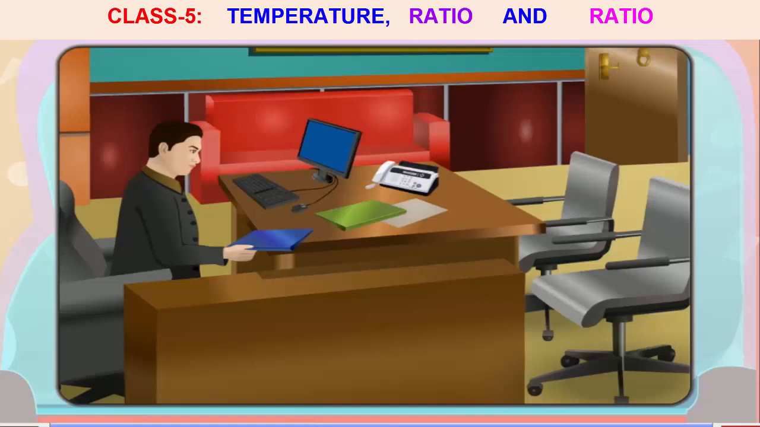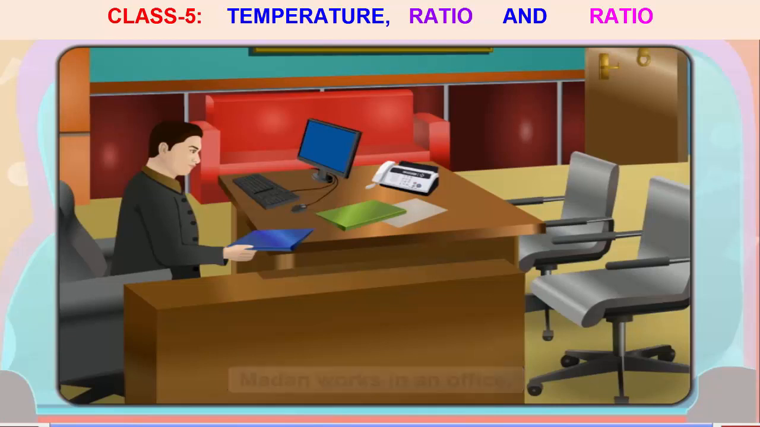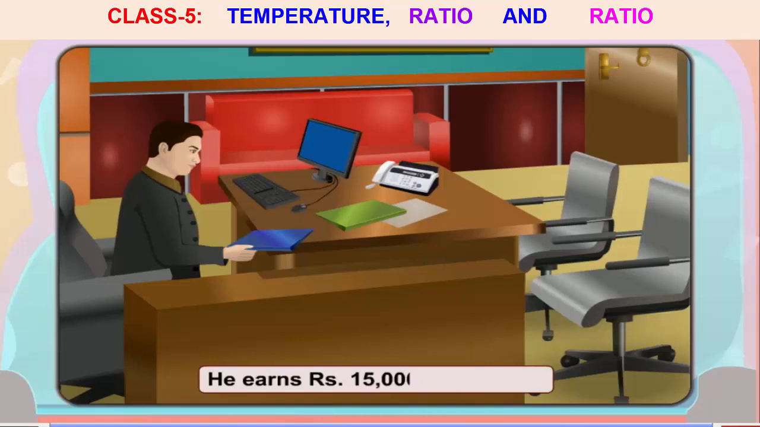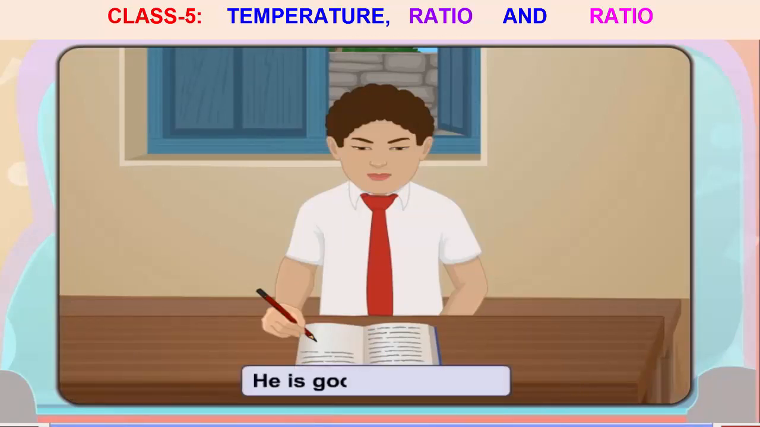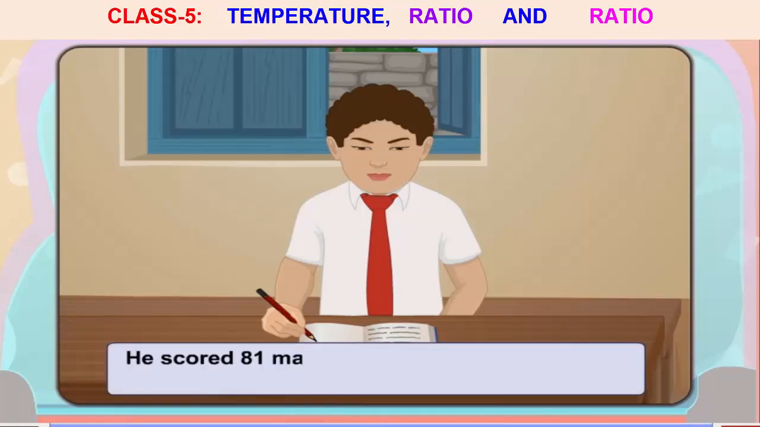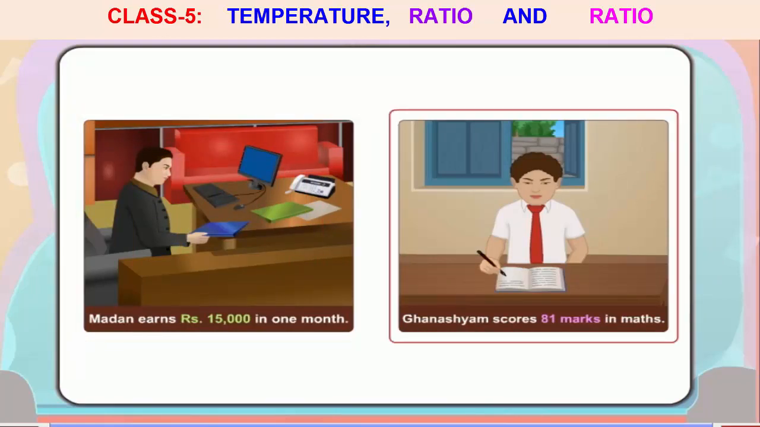Now look here again. Madan works in an office. He earns 15,000 rupees in a month. He has a son named Ghanshyam. He is good at studying. He scored 81 marks out of 100 in a maths test this month. Now let us compare Madan's earning and his son Ghanshyam's score in mathematics.